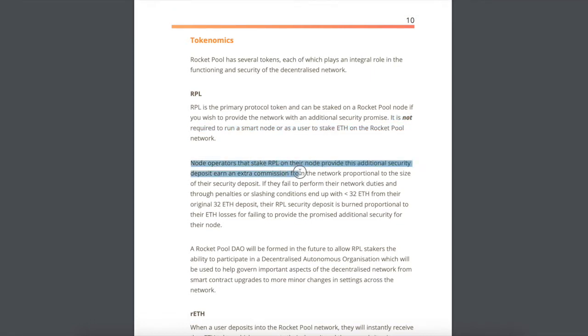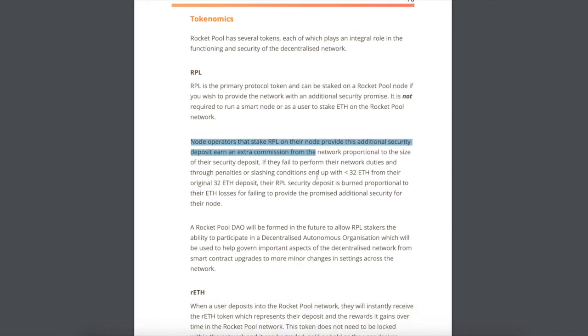Node operators that stake RPL on their node provide this additional security deposit and earn an extra commission. So you can basically juice your interest rate by staking the RPL and provide additional security. Also, another thing is with the slashing.